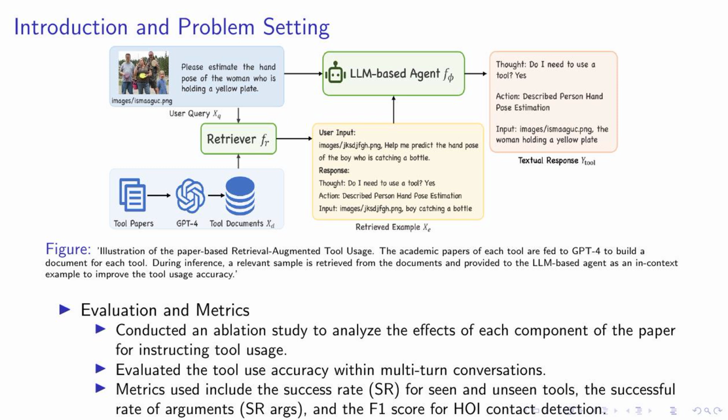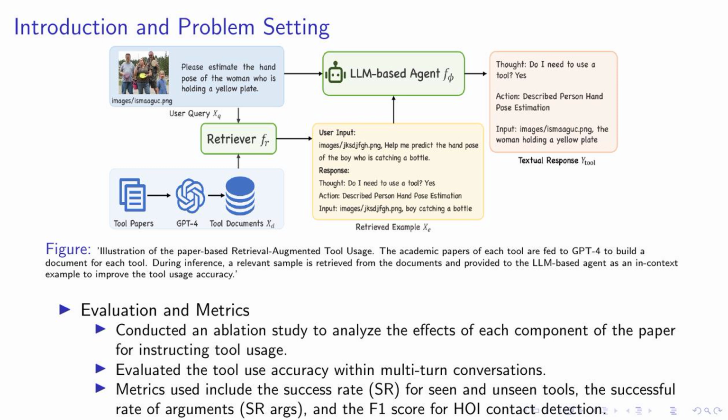This is crucial in real-world scenarios where models need to correctly use the tool based on the context within a dialogue. In terms of metrics, we use the success rate for seen and unseen tools, the successful rate of arguments, and the F1 score for human-object interaction contact detection.